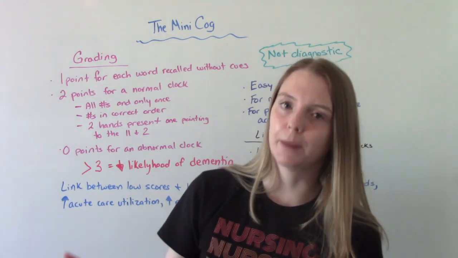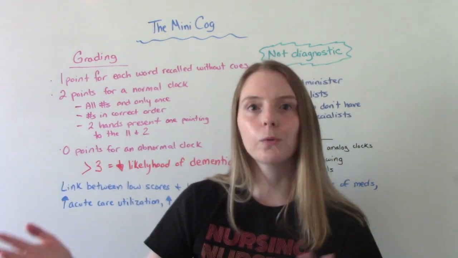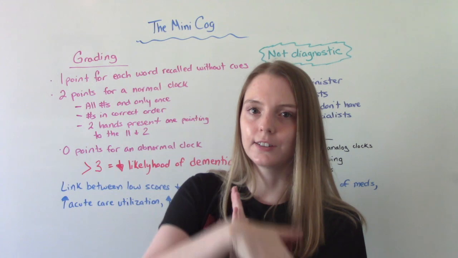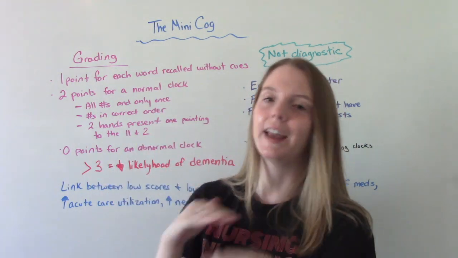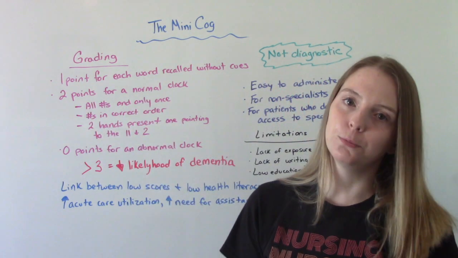And it doesn't matter how long or short the hands are. I know on a real clock the hour hand is shorter and the minute hand is longer. That's not relevant for this test. They just have to have the 2 hands. The length does not matter. So if they have all these things, they get the 2 points.